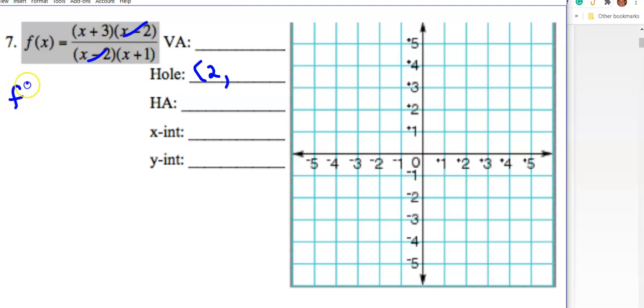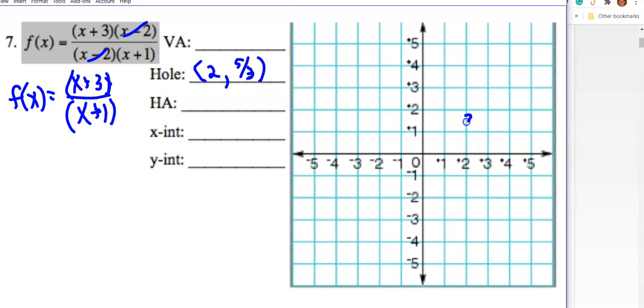Let's rewrite the function and plug it in to see what the y value is. So this would be x plus 3 over x plus 1. So that'd be 2 plus 3 is 5, 2 plus 1 is 3, so 5 over 3, 5 thirds. So 2 comma 5 thirds is right in there-ish.